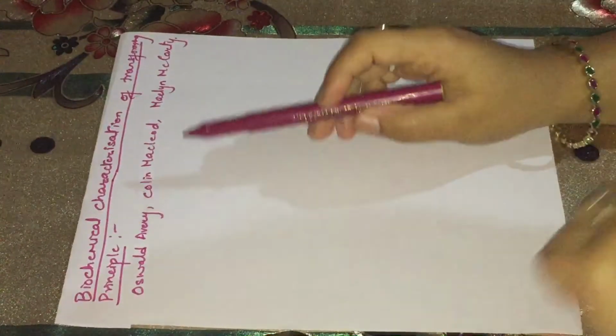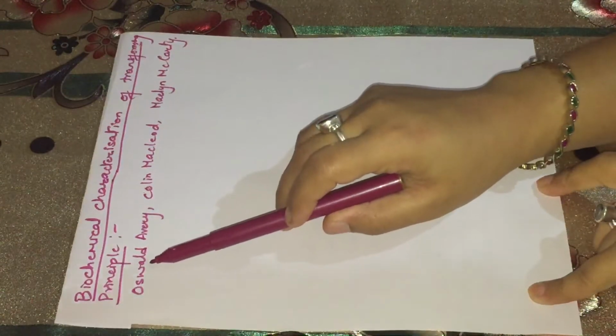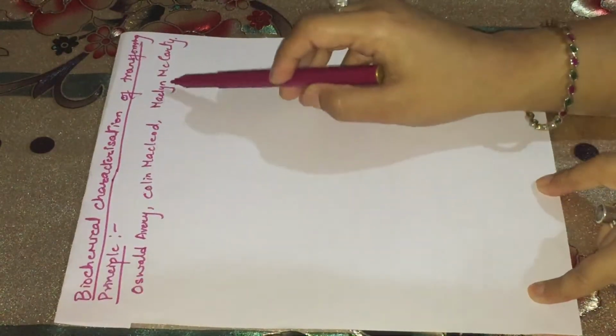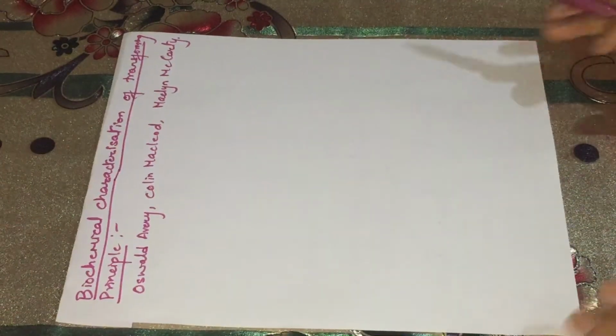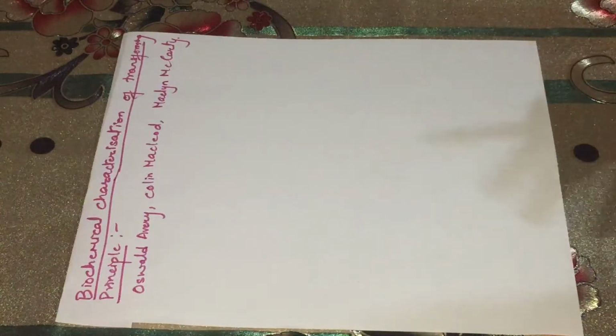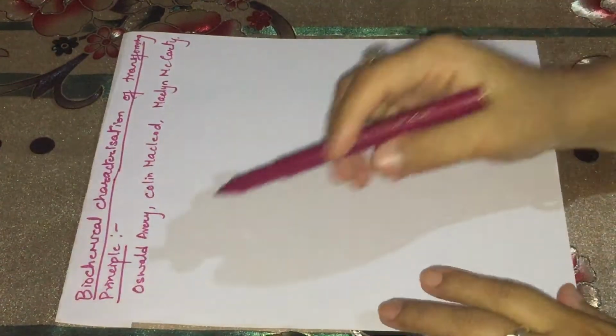Now three scientists, Oswald Avery, Colin MacLeod, and Maclyn McCarty, wanted to see which biochemical is actually responsible for transforming the R strain bacteria into the virulent form. Is it DNA, RNA, or protein? So they performed some experiments.